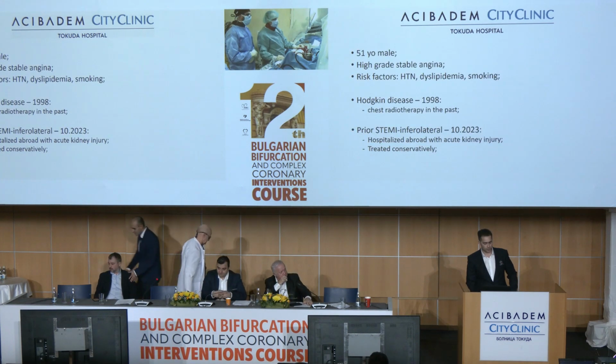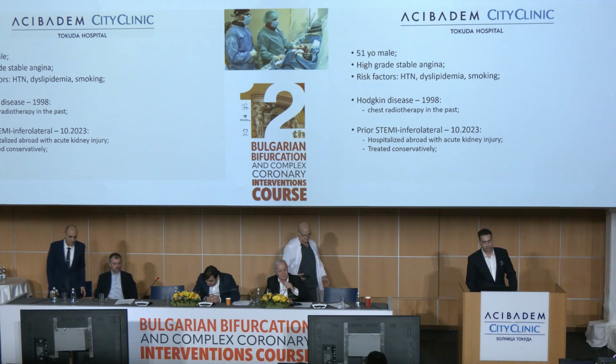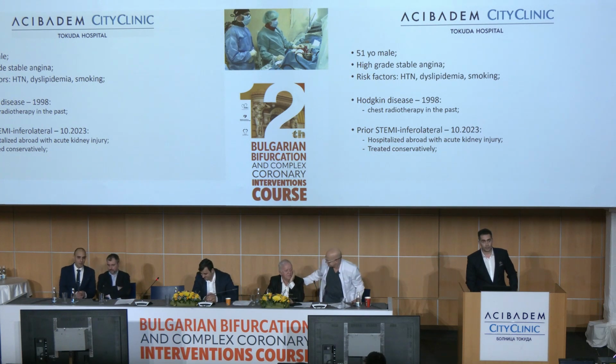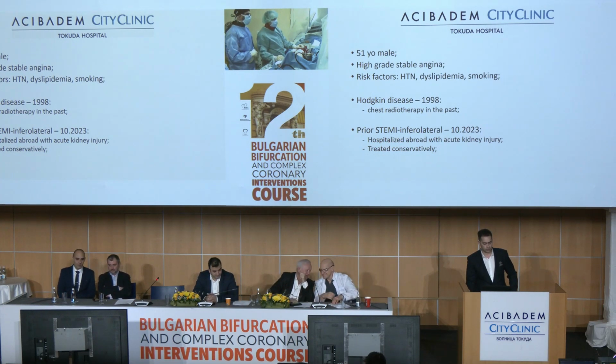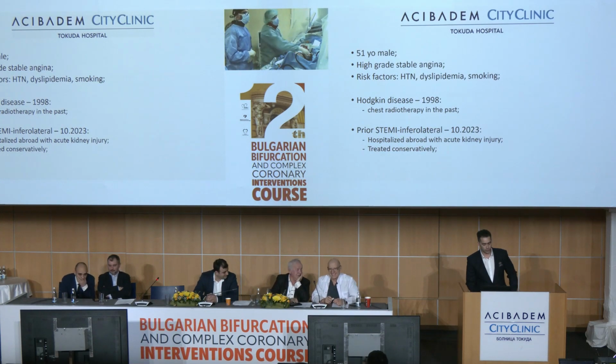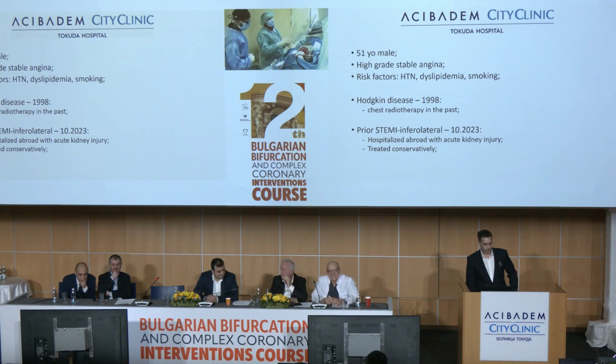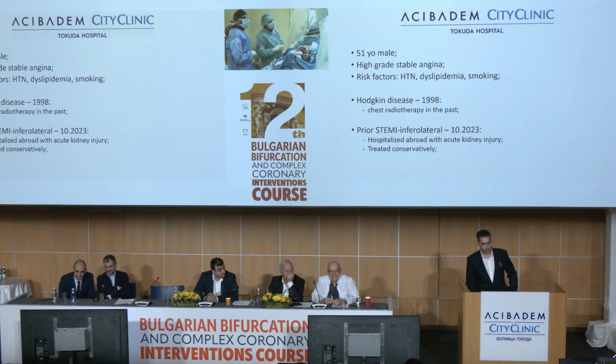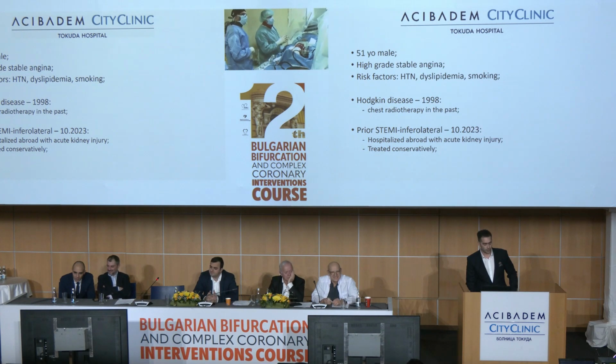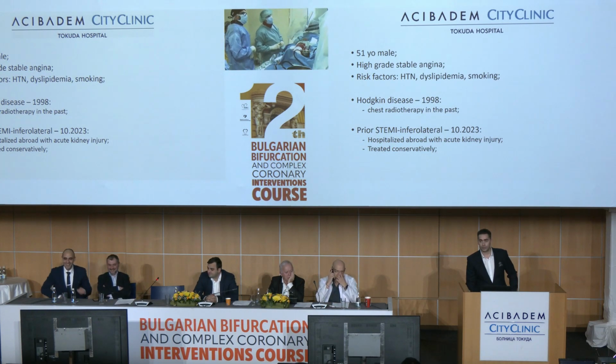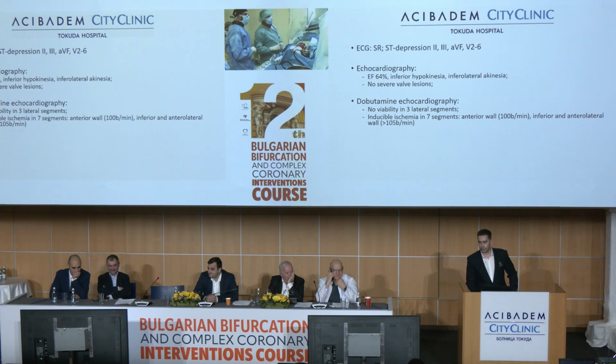It's about a 51-year-old male patient with high-grade stable angina, with risk factors: hypertension, dyslipidemia, and he's a smoker. In the past, he had Hodgkin disease, and chest radiotherapy was performed. In October 2023, he was admitted in another hospital with inferolateral myocardial infarction, and also with acute kidney injury. He was treated conservatively. From ECG now, we have sinus rhythm with diffuse ST depressions.